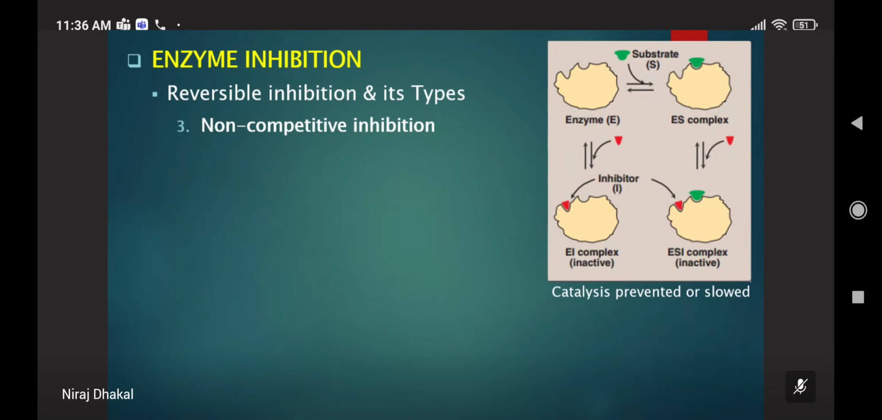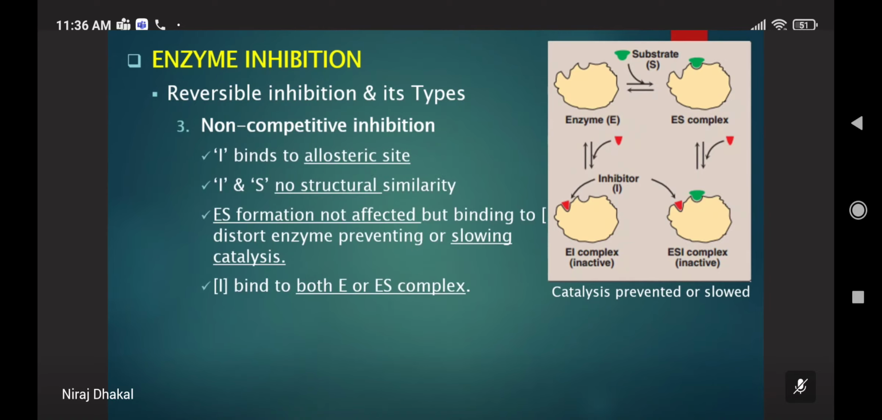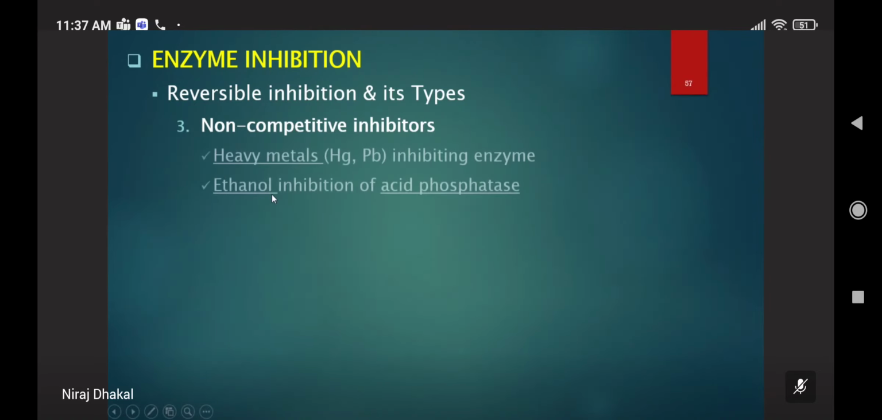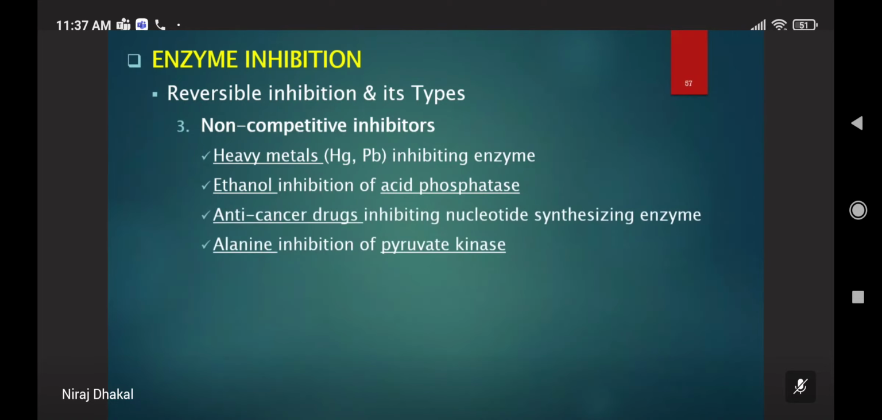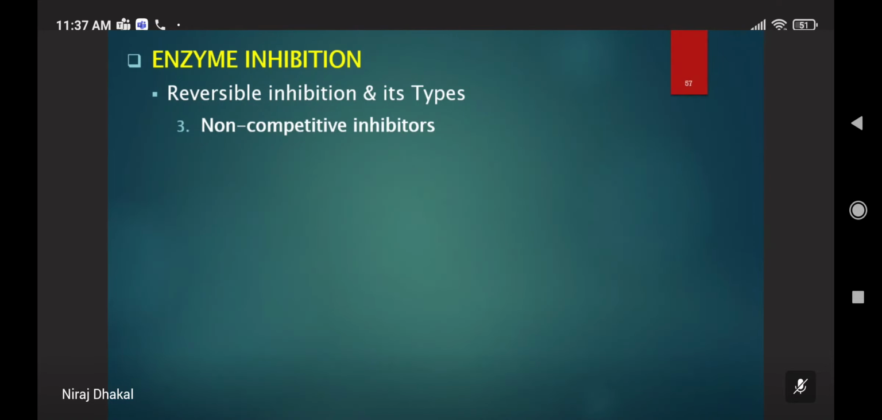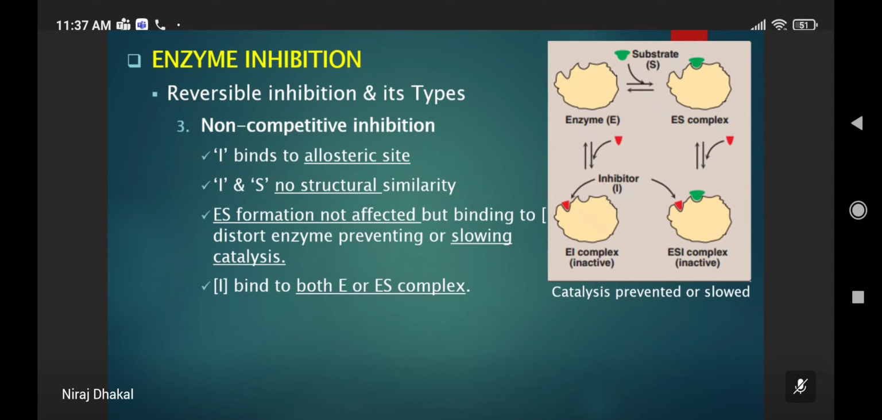Another is non-competitive inhibition. Again, similar to uncompetitive inhibition, there is no structural resemblance between inhibitor and substrate. However, in this case, the substrate normally binds with the enzyme to form enzyme substrate complex, and inhibitor also binds with the enzyme independently. The binding of substrate and inhibitor is independent. Inhibitor can either bind with the free enzyme or it can bind with the enzyme substrate complex.